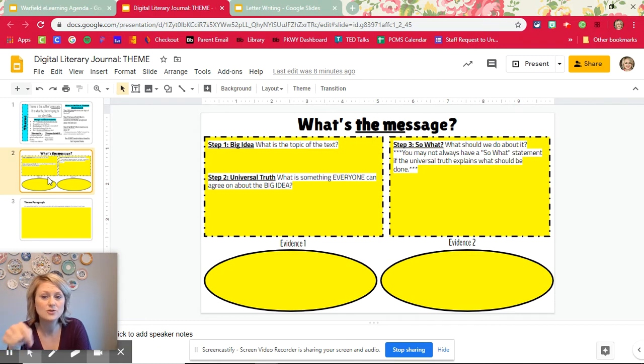Your next slide is the graphic organizer for theme that we did during historical fiction, except we had it kind of straight down and I couldn't get it to fit straight down. So I just did step 1, big idea, step 2, universal truth, and then I moved the so what over to the side so it all fit on a slide, and then your 2 pieces of evidence.